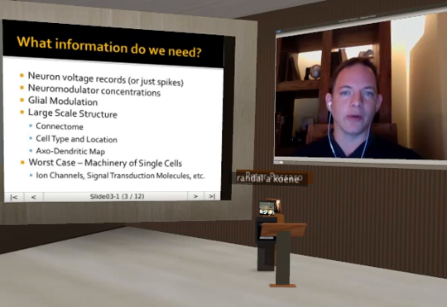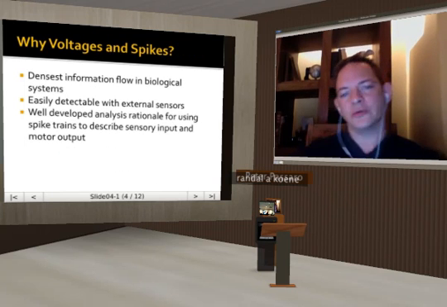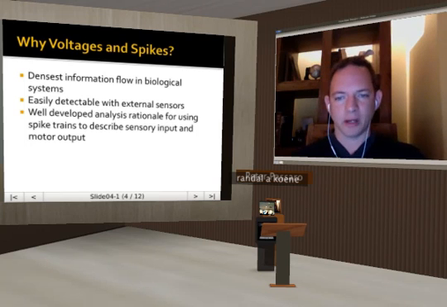We just don't know right now, but I think there are some very good reasons for starting at the spiking neuron level. The reason to start with spiking neuron models is that the voltage records and the spiking communication between neurons are the densest information flow that we know of in biological systems currently. It's easily detectable with external sensors, and there's a well-developed analysis rationale for using spike trains to describe both sensory input and motor output.